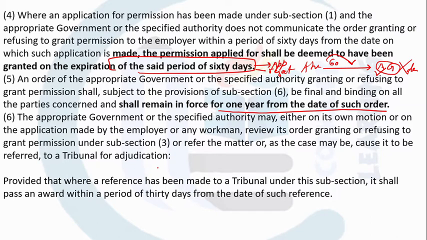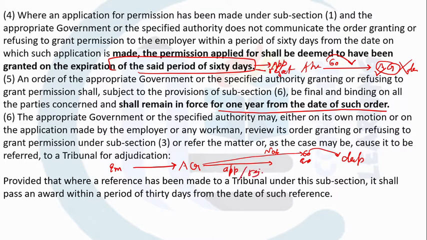It means what? Suppose I am an employer, I made an application to the appropriate government. There can be two cases. First, not communicated. If they have not communicated, after 60 days expiry, it would be deemed approval. But if it is communicated, it can be either approved or rejected. So whatever has been communicated, it would be in operation for the duration of 1 year. It means if they have rejected, for the next 1 year you cannot retrench anyone.